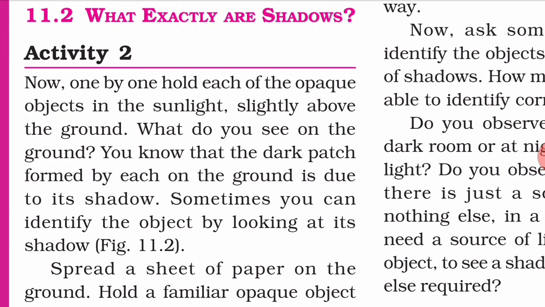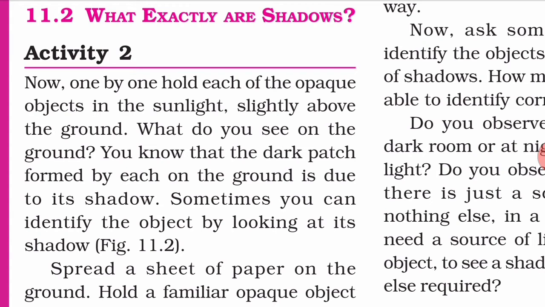Now let's get to another thing, what exactly are shadows. If I tell you to hold an opaque object in sunlight slightly above the ground, you will be able to see a black patch on the ground. That is basically known as a shadow.